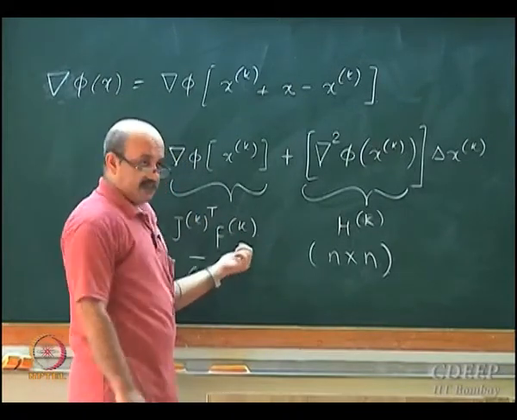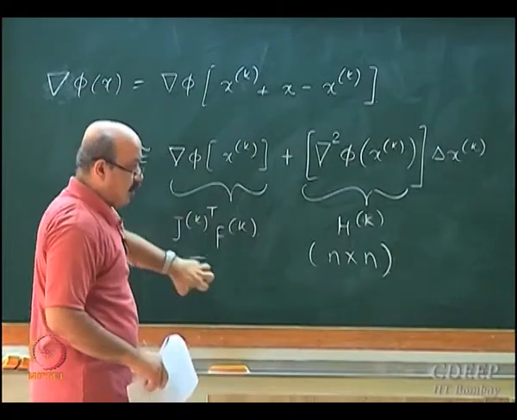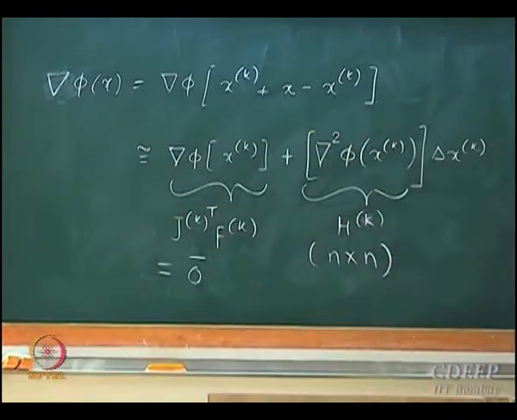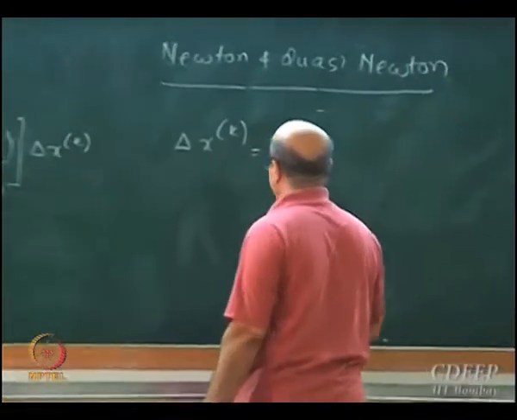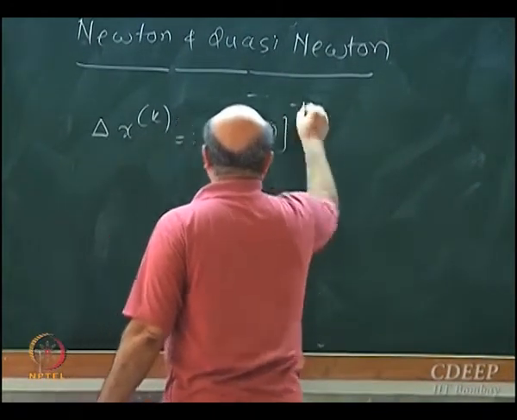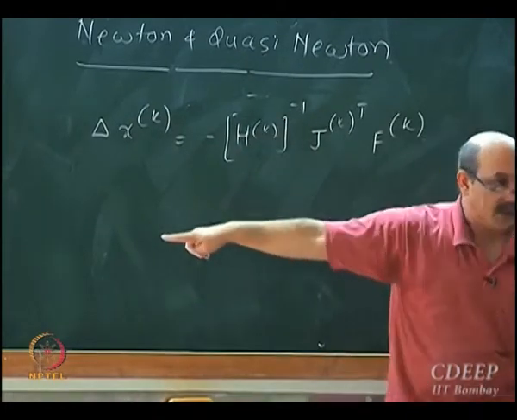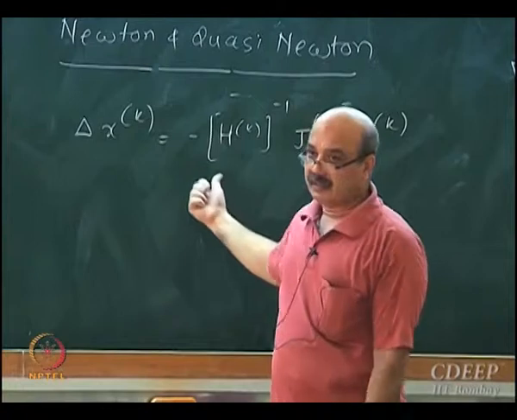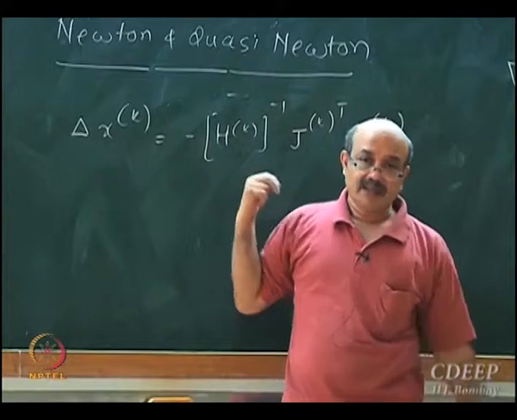I have written here Jacobian transpose F_k, but you don't have to explicitly compute the Jacobian. It's more for getting insights. So now I am going to solve for this. If I solve for this, I get delta x_k is equal to minus H_k inverse. I am just solving for that approximate Taylor series expansion, and what I get here is the step, a Newton-like step. So this is my search direction.